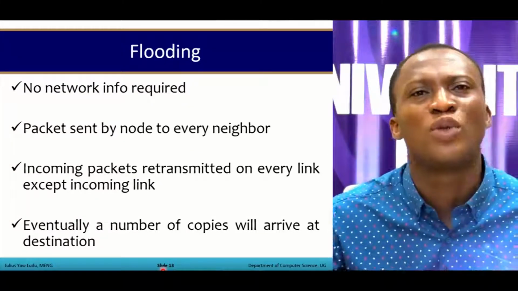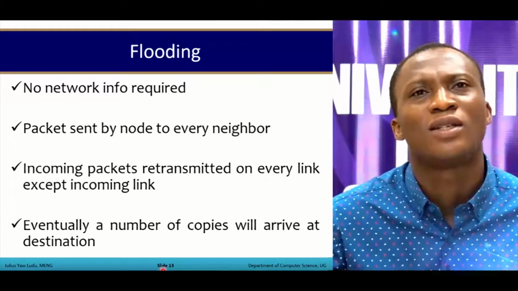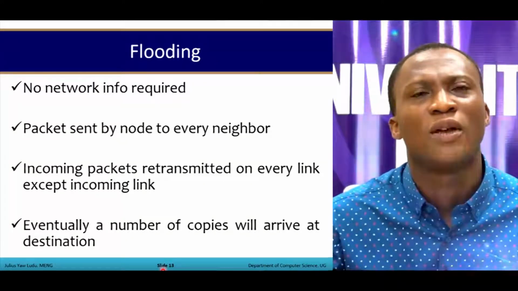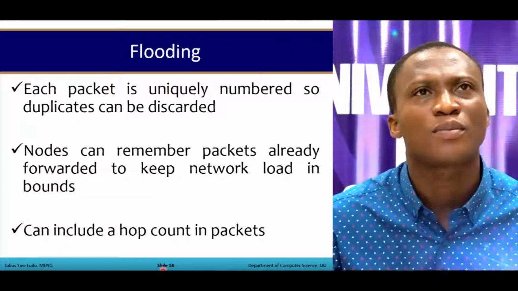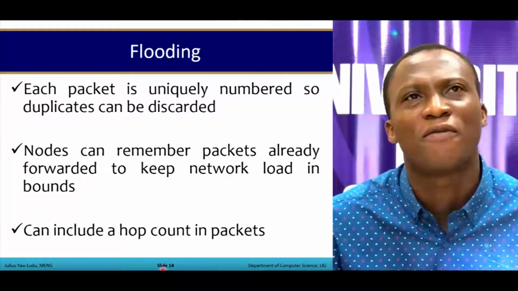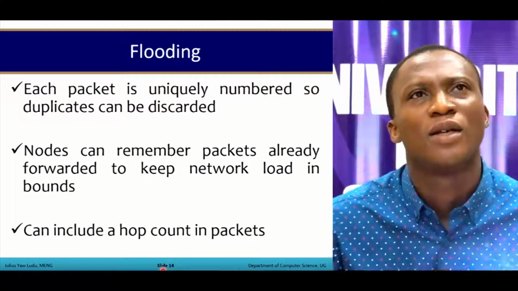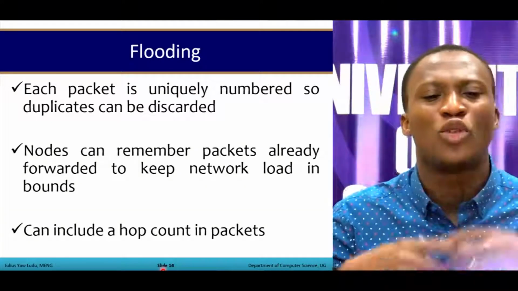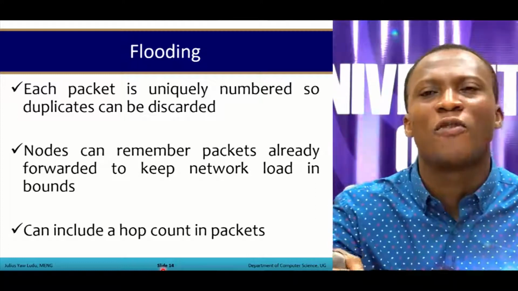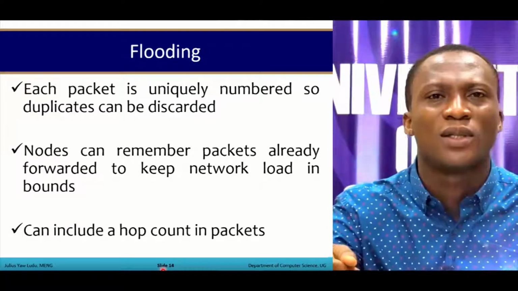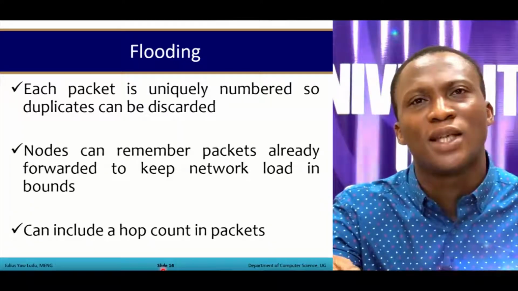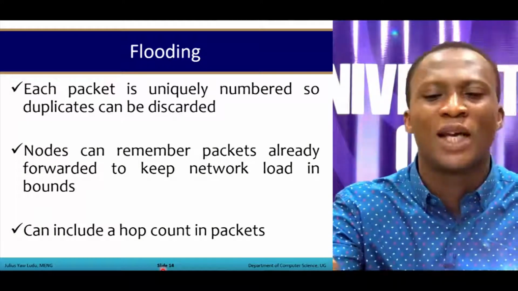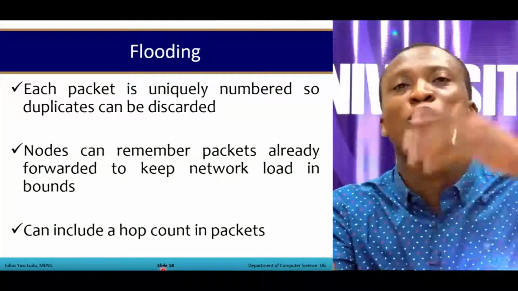And if there are different routes to that destination, eventually that destination will have multiple copies of the frame or the data being sent. Now each packet is uniquely identified or is being numbered so that these duplicates can be discarded. So if I am 1 and I send to 2, because the packet is coming from 1, I will add my tag to it. Now 2 will also take the packet and add his tag to it.